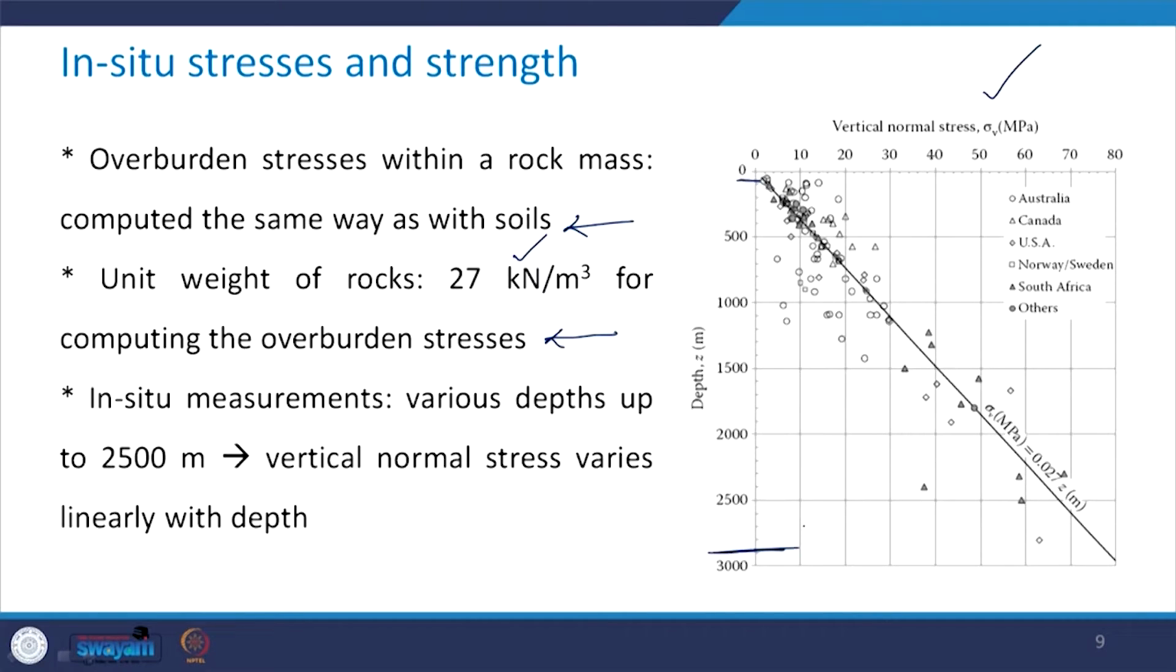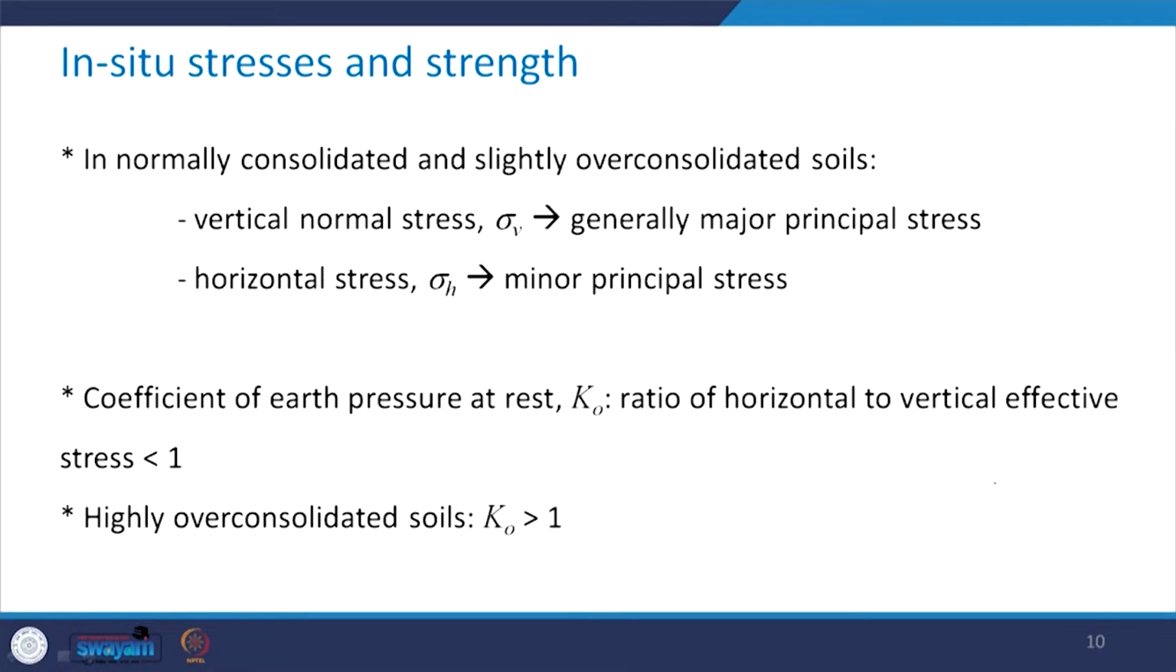2500 meters depth. And it can be seen that the normal stress, which is the vertical normal stress on this axis, varies linearly with the depth. That means the variation of vertical normal stress with the depth is linear, which is given by this expression written here. So, sigma V in megapascal is given as 0.027 times Z, which is in meters.